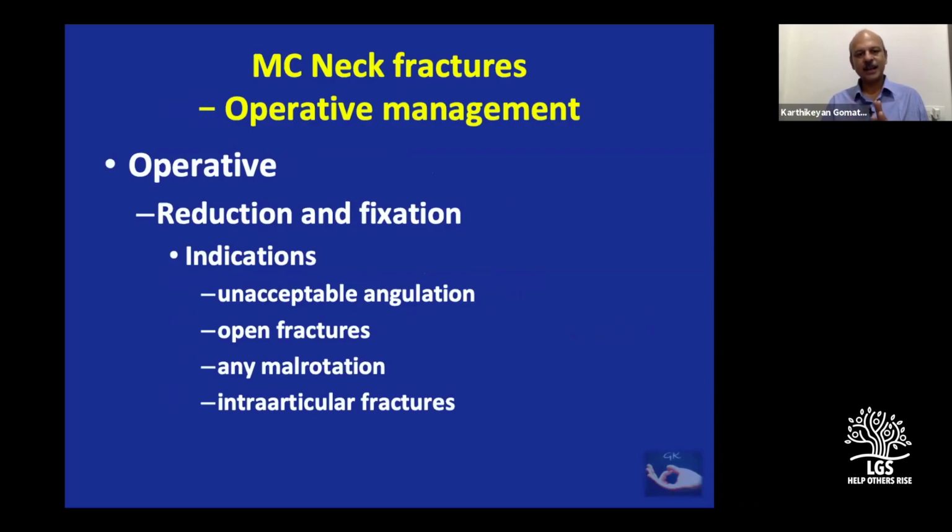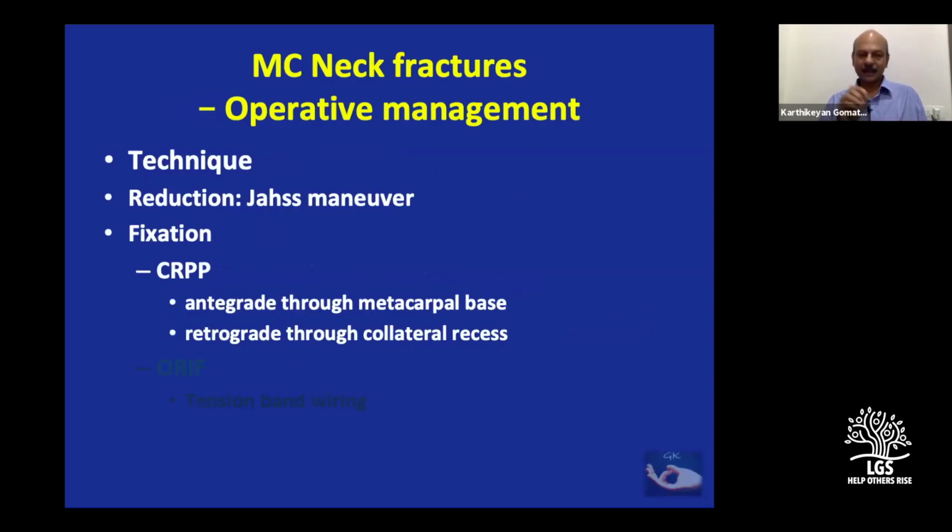We have seen that. Open fractures, we need to fix it. And any malrotation, I told you, no degree of malrotation will be accepted, and intra-articular fractures. These are the 4 indications for neck fractures of metacarpal for open reduction. Now the technique again is Jahss maneuver. Under anesthesia, the fracture is reduced, and there are 2 types of fixation.